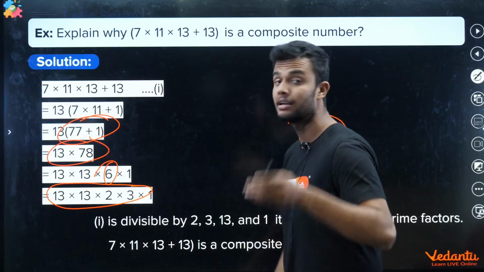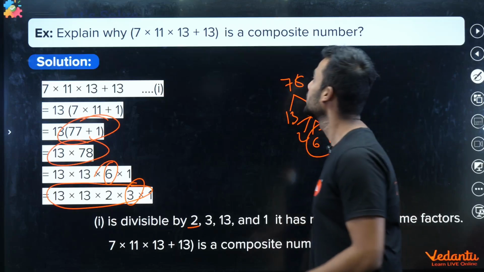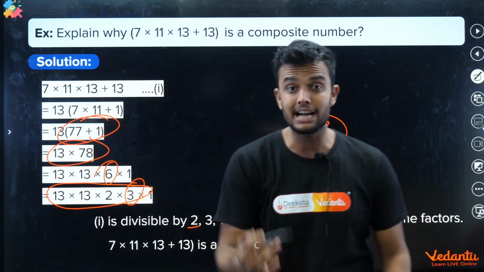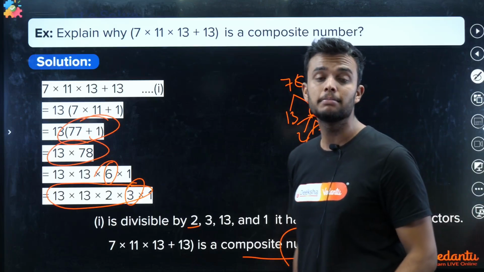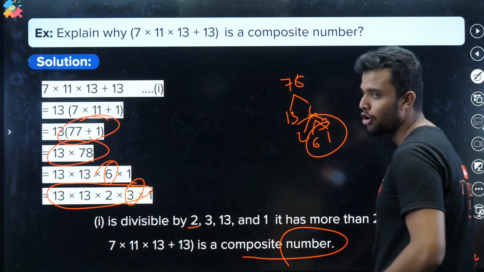This number is divisible by 2 as well as 3 and also 13. Right, students? 2, 3 and 13 means it has more than 2 prime factors. That's why this number is called a composite number. A composite number is nothing but a number having more than 2 prime factors. Now, these numbers are called composite numbers.